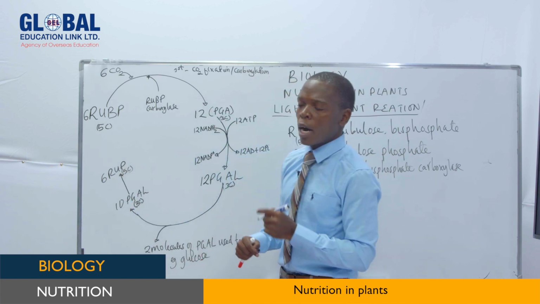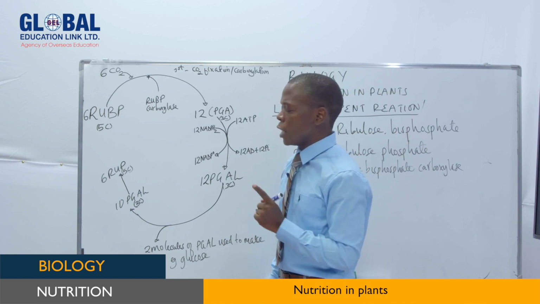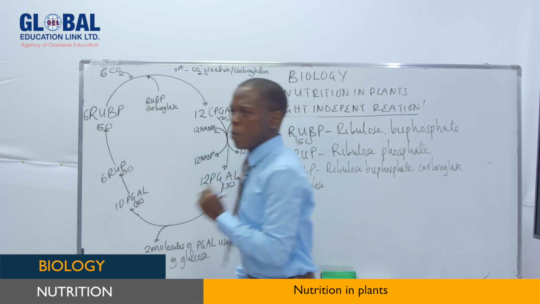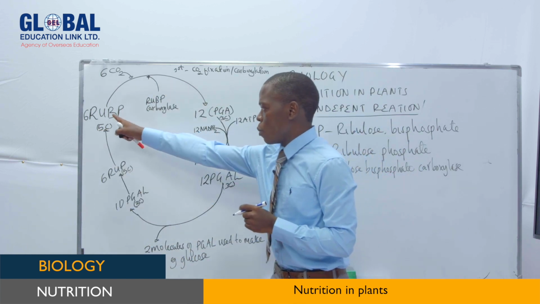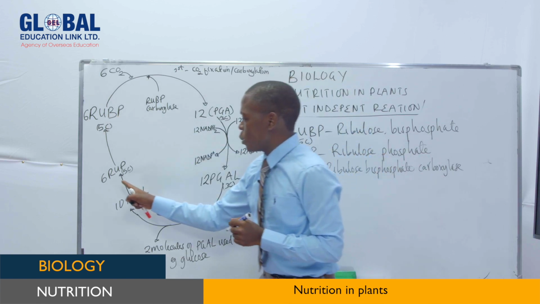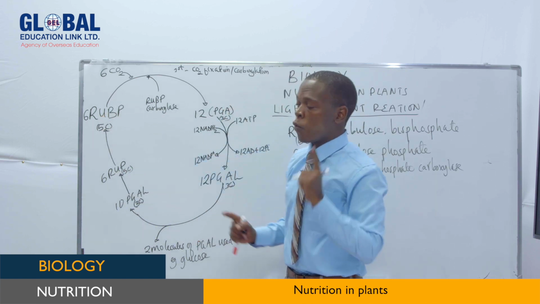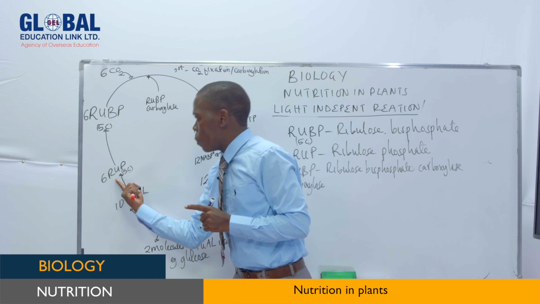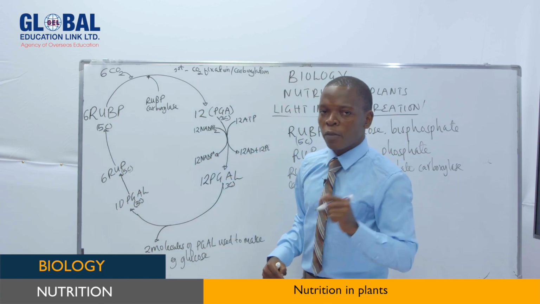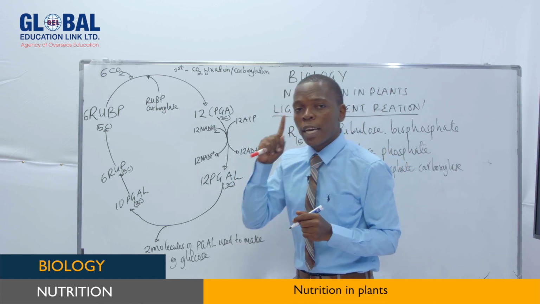After formation of this RuP, it is converted into RuBP. This is again a 5 carbon compound, but the difference is that RuP has only 1 phosphate, and RuBP has 2 phosphates. Therefore, to convert RuP to RuBP, we need a phosphate. Where does this phosphate come from? From one of the products of light reaction, which is ATP.